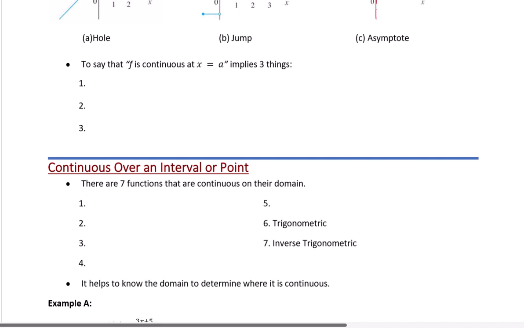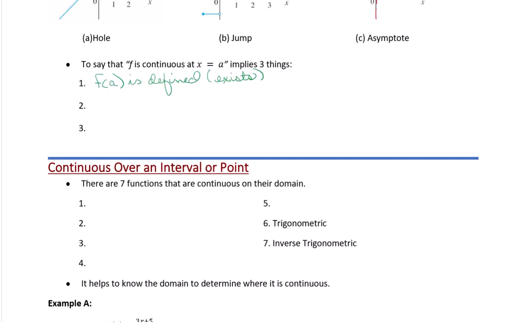To say that f is continuous at x equals a implies three things. First, the function value is defined or exists. Second, the limit as x approaches a of f of x exists. And most importantly, the limit as x approaches a of f of x equals f of a.